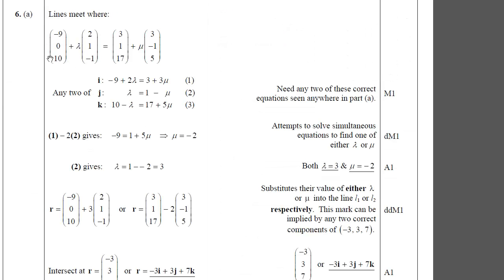So the mark scheme here. We have this. Remember that this is the column vector format. It can be written as ijk or it can be written as a column vector. Both are valid. When we compare i, we get this equation. When we compare j and this, we solve the simultaneous equations, and the point of intersection we get is minus 3i plus 3j plus k. So this is correct.